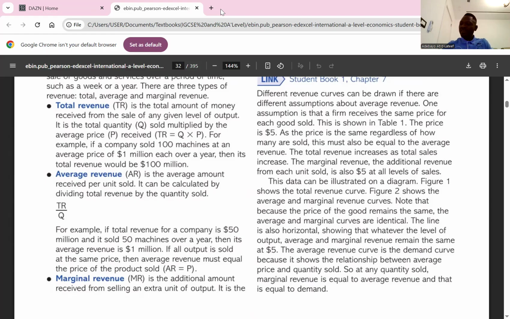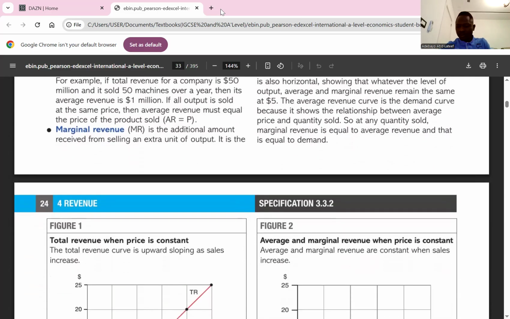So note, the average revenue curve is the demand curve because it represents the relationship between average price and the quantity sold. We call it average revenue because it divides the total revenue by the quantity sold. So when you look at total revenue and quantity sold, these are based on consumers. If it is based on consumers, it is the demand curve. So that's why the average revenue, the AR, equals the MR, equals the demand. They are all the same because they represent the price and the quantity sold. Any question about that? Okay.